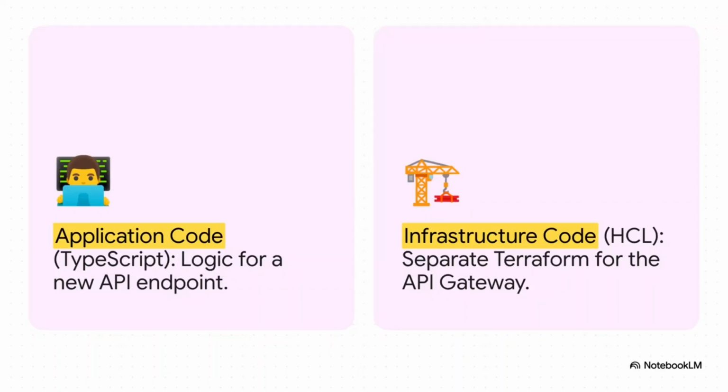And this slide right here, this shows the problem perfectly. On the left, you've got your app logic, maybe in TypeScript. And on the right, in a totally different language like HCL, is all the infrastructure code needed to make that app logic run. They're both parts of the same feature, but we're forced to write and think about them in two completely separate, disconnected worlds.